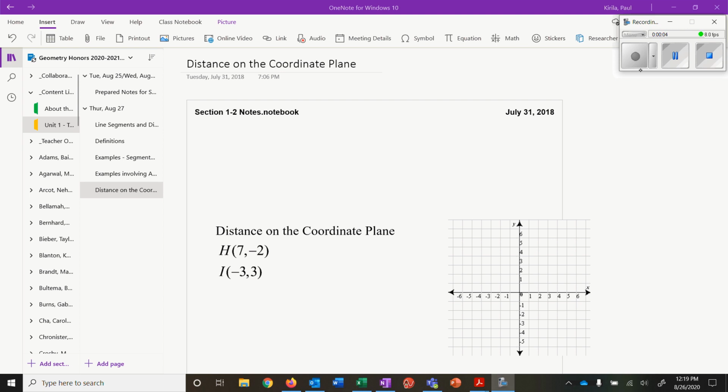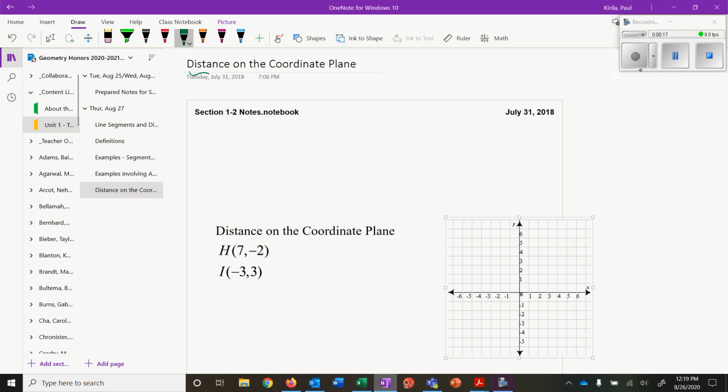So the last thing I want to do is review finding distance on a coordinate plane, because this is the same thing as finding the length of a segment on the coordinate plane. When we talk about distance on the coordinate plane, it's also the same as the length of a segment on a coordinate plane.